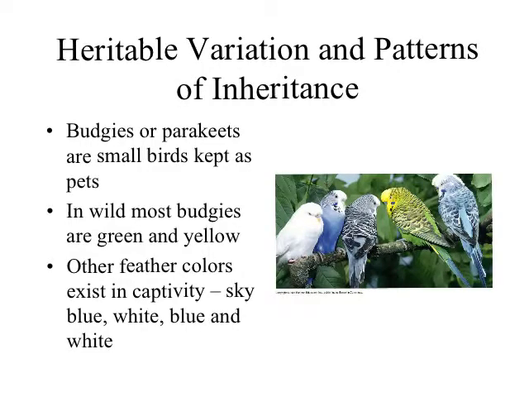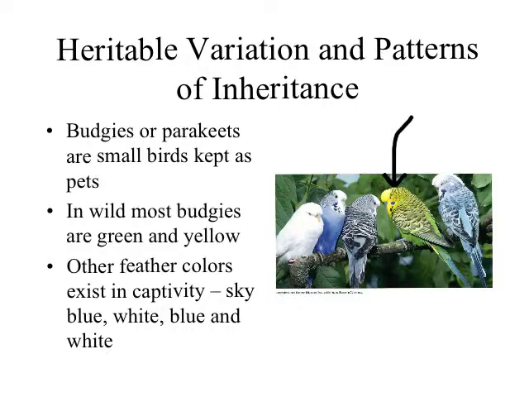So let's start out with an example from nature. We've got these budgies, or these parakeet birds, which are small birds that can be kept as pets. In fact, I had one when I was little, and I had one that looked exactly like this guy, and we called him Pretty Bird. So that's my Pretty Bird parakeet.